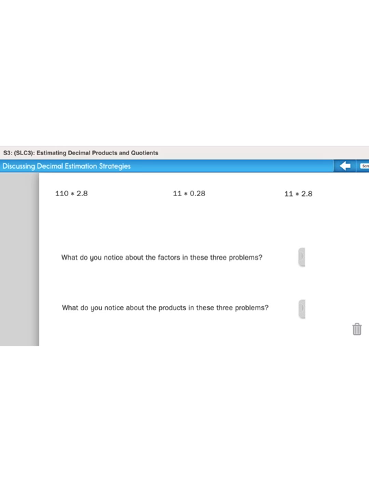So in today's lesson, we're going to use estimation to help us solve decimal multiplication and division problems. We're used to using estimates to check the reasonableness of our answers, so that's what we're going to do with these as well. So you see up at the top we have 3 problems, 110 times 2 8/10, 11 times 28 hundredths, and 11 times 2 and 8/10. The product of one of these problems is 30 and 8/10. So this is the product of one of those problems up there.